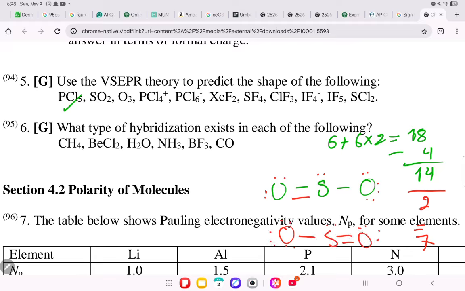So now, of course, what's the shape of this? This shape is AX2E, and AX2E is what? It is angular, bent, or V-shaped, okay? So this is the shape of SO2.